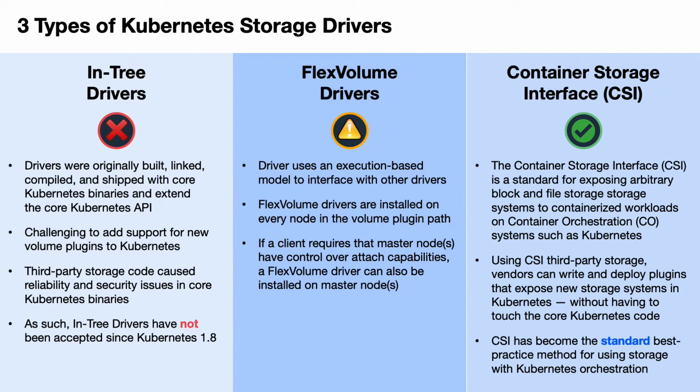Flex Volume drivers are based on an executable model that interfaces between the drivers and Kubernetes. They are installed on every node in the volumes plugin pathway. Furthermore, if the administrator requires that the Kubernetes master nodes have attachment or detachment capabilities, then Flex Volume driver plugins will also need to be installed on the master nodes. The third and most popular option by far is the Container Storage Interface, or CSI. A next-generation interface developed collaboratively by the leading vendors of container orchestration engines like Kubernetes, CSI provides a unified and standardized approach to storage for containers.